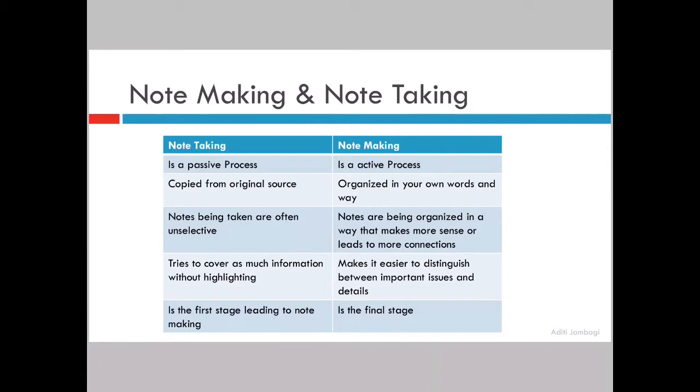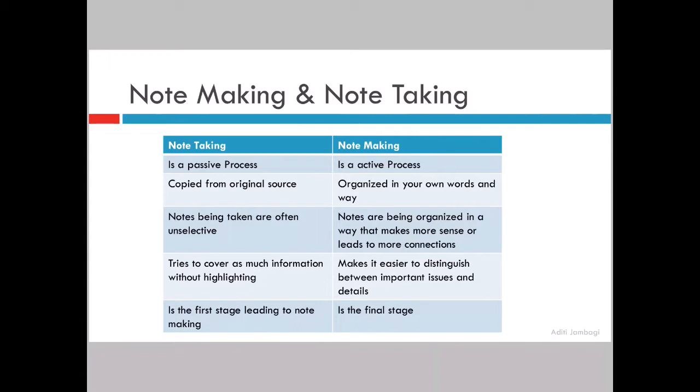But note making is an active process. Why is it an active process? Because when you read a text, you firstly try to understand it. You try to differentiate between what is important and not important, and you will make abbreviations, or short forms, or you will make some picture, or you will draw something, or you will make some signs. So you are being creative in your own way to make notes. So this is the first major difference between note making and note taking. Note taking is a passive process, whereas note making is a very active process.